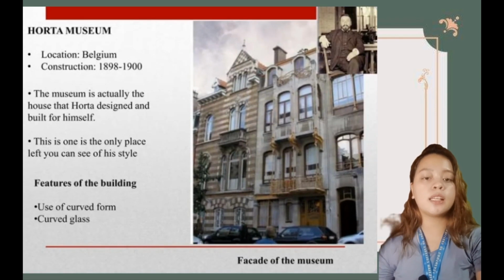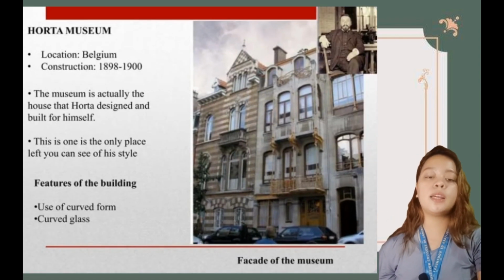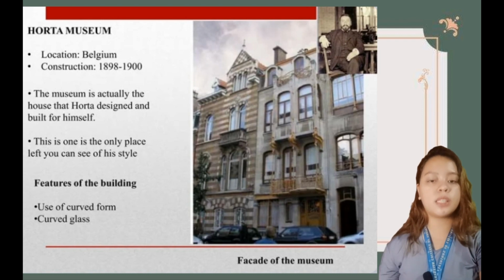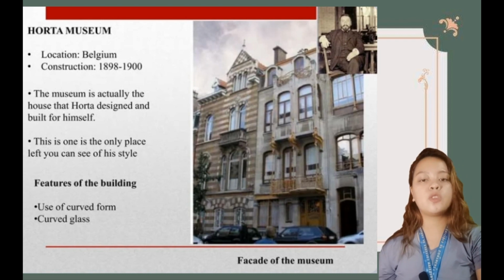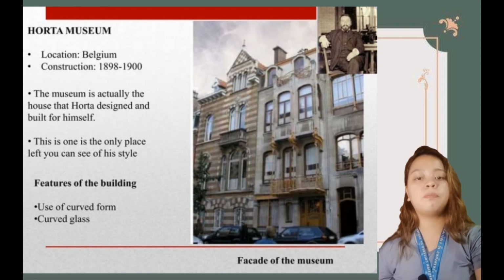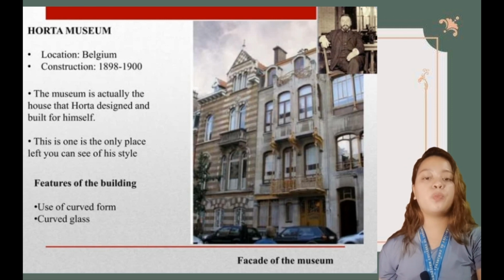The location is Belgium. Construction is 1898 to 1900. The museum is actually the house that Horta designed and built for himself. This is the only place left you can see of his style features of the building.